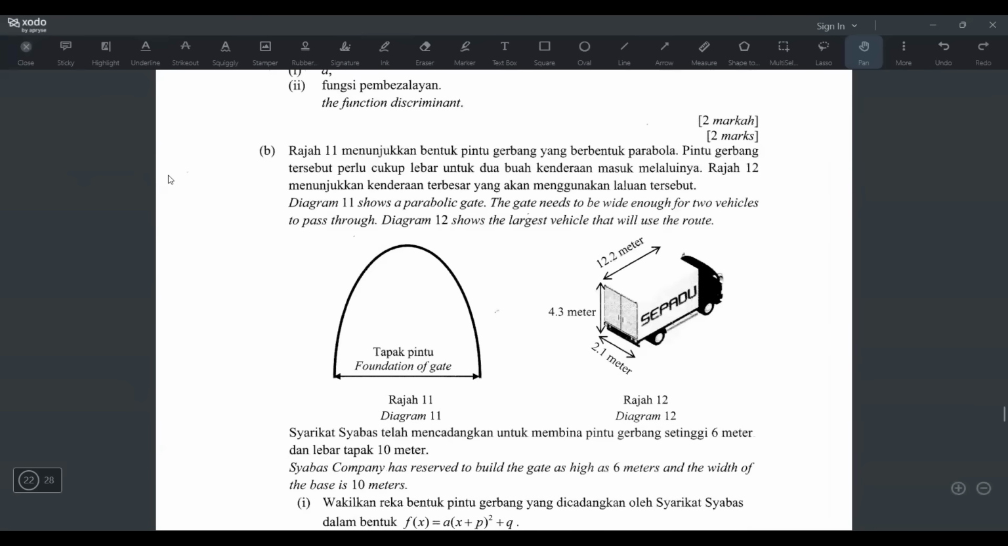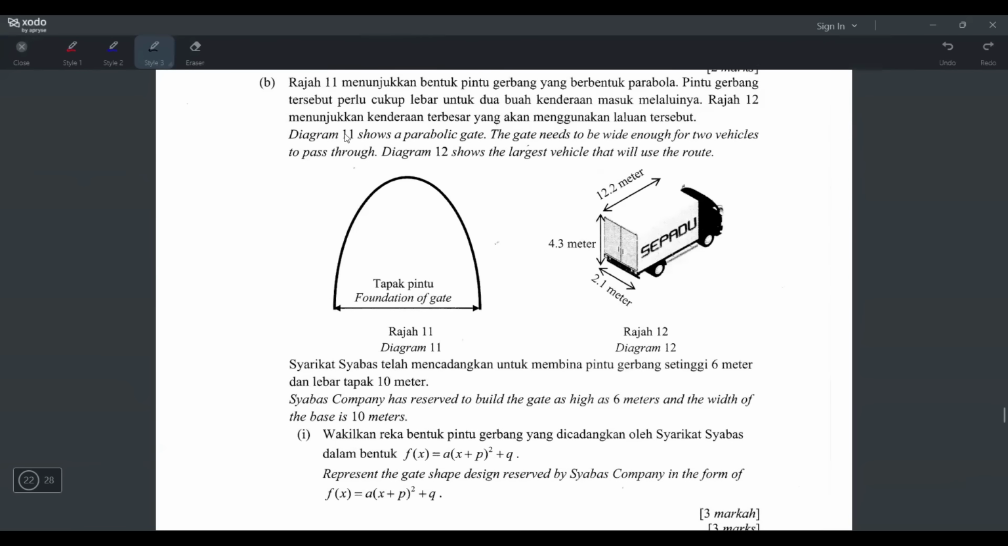All right, that's all. Okay, let's do B. Diagram 11 shows a parabolic gate. So yeah, it's a quadratic curve. Parabola means the quadratic curve shape. Okay, the gate needs to be wide enough for 2 vehicles to pass through. Okay, 2 vehicles.